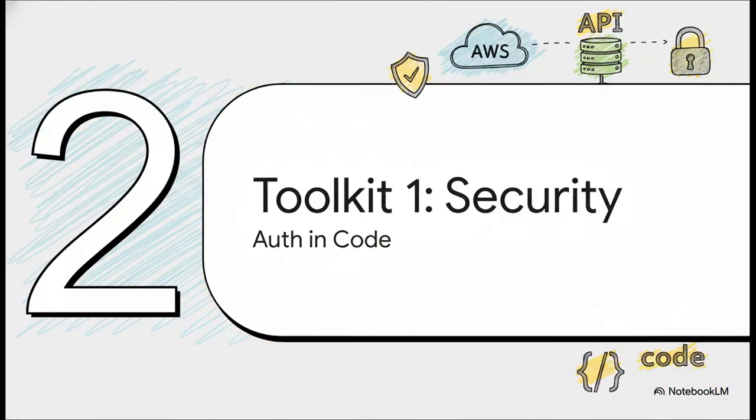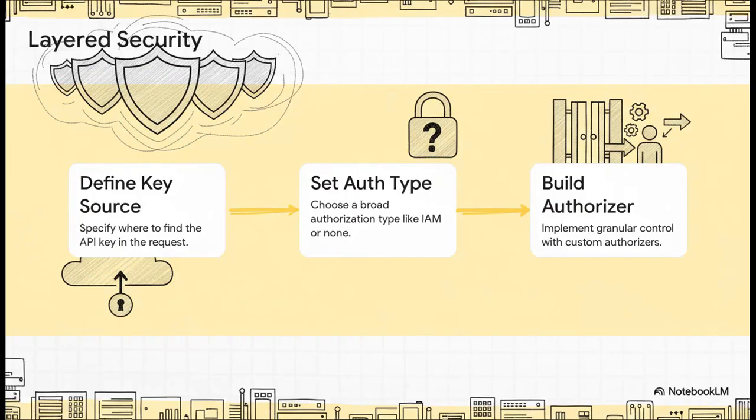Let's kick things off with our first toolkit, and this one is all about security. Instead of clicking around in the IAM console or the API Gateway console, we can define our entire security posture right here, declaratively. You can think about this in a few layers. First up, we decide if and how we're even using API keys. Second, we can set a broad authorization type for a particular method. And then finally, for that really granular control, we can define and attach a custom authorizer.